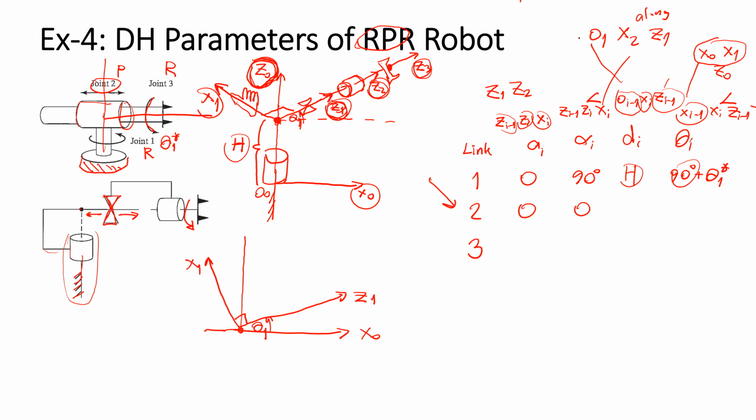D2 is the distance from O1 to x2 along C1. O1 is this point. X2, we still didn't put the x2, right?